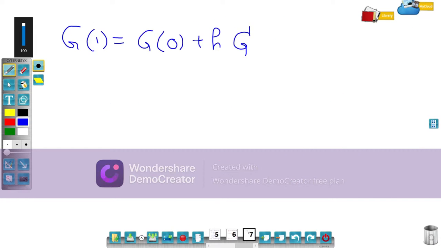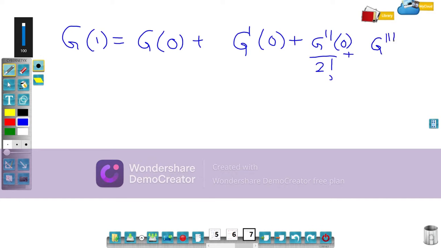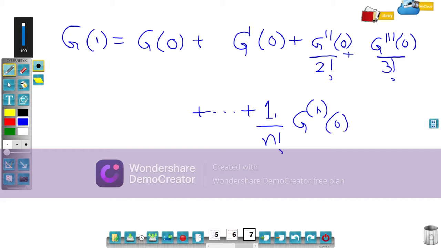Yeah, h is 1, so g dash at 0 plus g double dash at 0 upon 2 factorial plus g triple dash at 0 upon 3 factorial plus dot dot dot, h power n upon, oh, there won't be h since I have taken h as 1 for this, so 1 upon n factorial, the nth derivative at 0, plus 1 upon n plus 1 factorial, the n plus 1th derivative evaluated at theta, where theta is between 0 and 1. So let me call this as star.